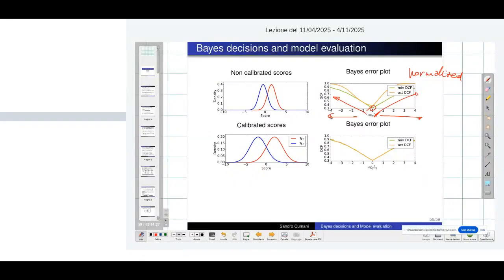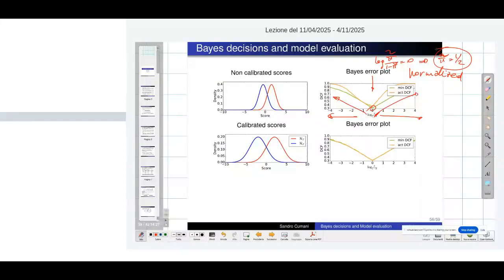What does it mean when we move far from 0? 0 corresponds to a prior log odds that is 0, which means that the effective prior of the two classes is the same. So it's as if the cost of the errors is the same, and I also have the same probability of the samples belonging to the two classes. So the two classes are perfectly balanced, both in terms of cost and prior. Or if they are not balanced, then the cost effects and the prior effects cancel out, and the effective prior would be balanced.